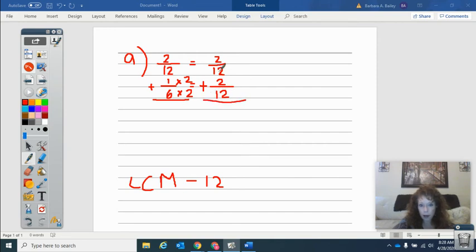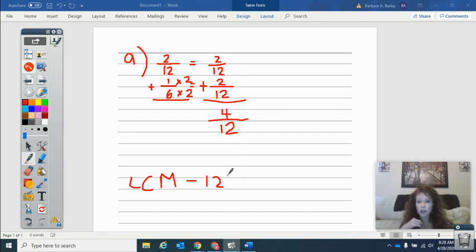Okay, so I changed 1/6 into 2/12, and now I can add. Remember, same denominator, same denominator, same denominator. I'm not going to add the denominators, I just keep it the same, 12, 12, 12. And if I add my numerators, 2 plus 2 is 4. So I get 4/12.